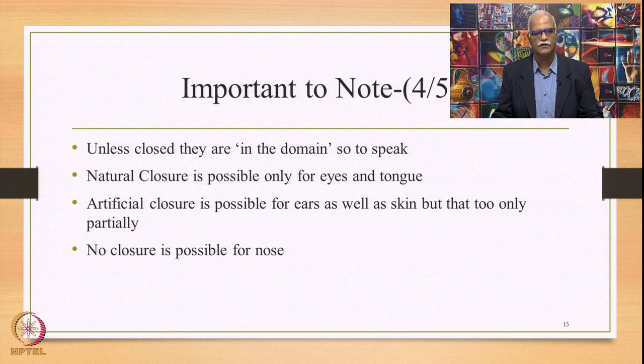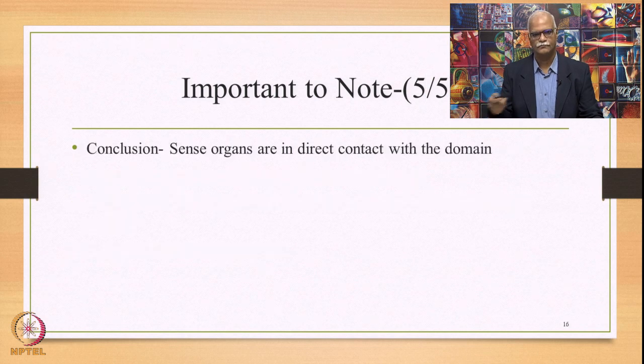Now, this closure, natural closure, is possible only for eyes and tongue. They can be closed, so to speak. Artificial closure is also possible for ears as well as skin, but that too only partially. But no closure is possible for nose as far as an individual is living and cognizing the external world. It is not possible to close the nose; that will amount to the end of the cognitive process. In conclusion, we can say that the sense organs are in direct contact with their respective domains. This is a very important fact to remember and also to note down.